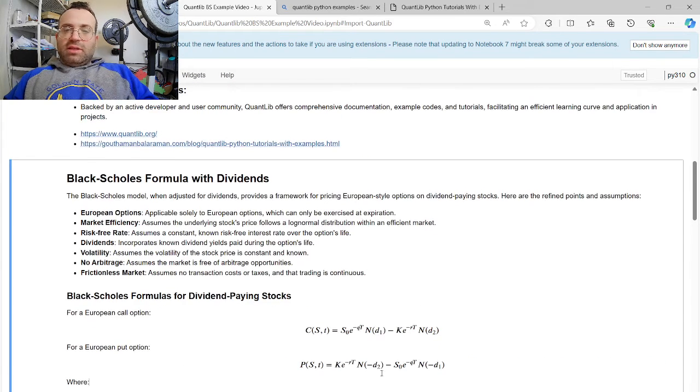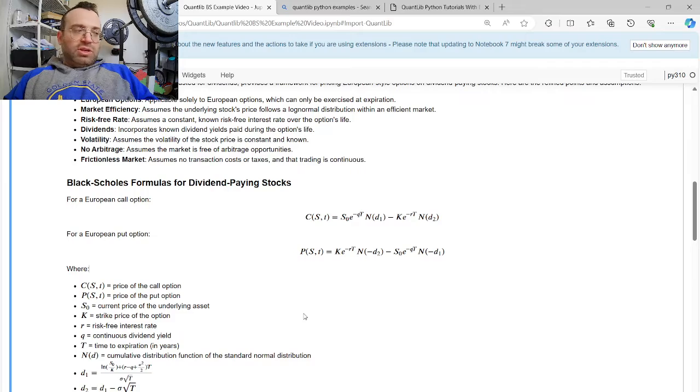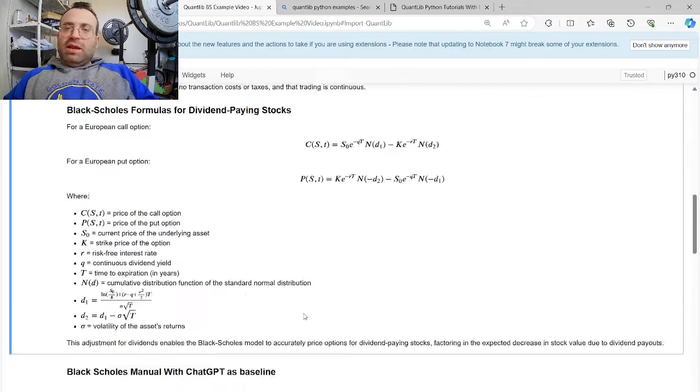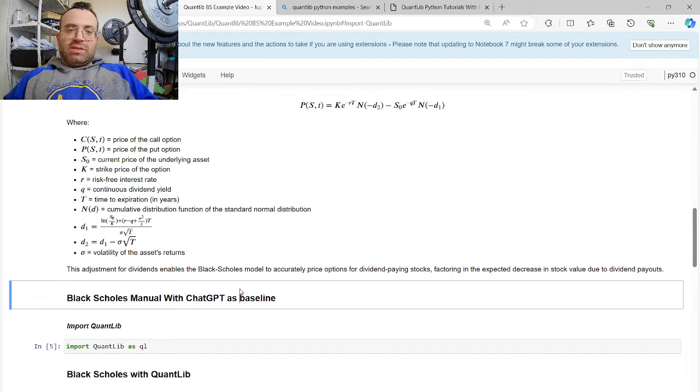So anyways, these formulas assume a lot of things: markets are efficient, no arbitrage, you can hedge everything perfectly. But in real life, a lot of times you can't hedge everything, like jumps. But anyways, I don't want to get into too many details. I just want to say let's use this as a baseline to compare with the QuantLib version.